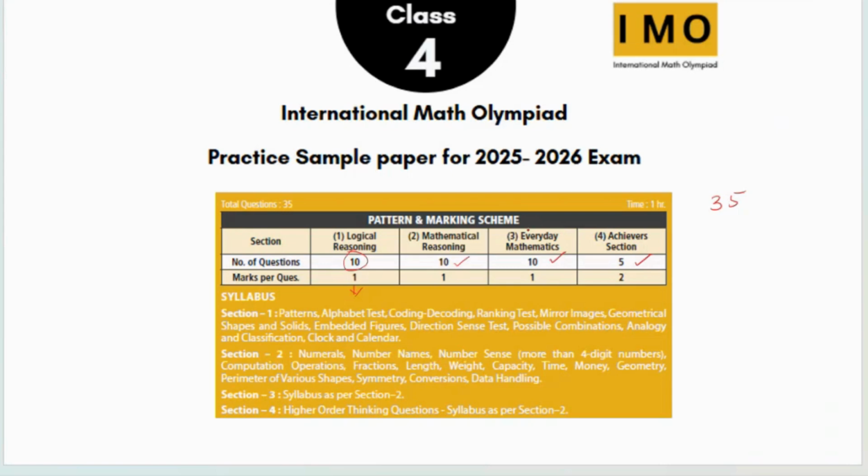will be there. The third section is everyday mathematics. Every question will carry 1 mark, and its syllabus will be the same as section 2. The last section is the achiever section. It is a very important section because the questions in this will be a little tricky, and every question will carry 2 marks. So that's why we have to take care of these types of questions. Every question is important, but no doubt in the achiever section, it will be double of the other questions. So we have to take more care.